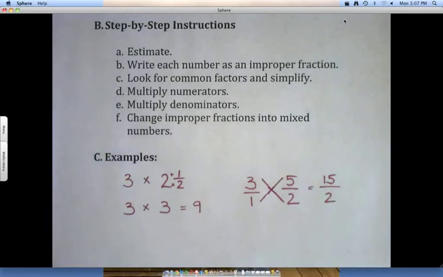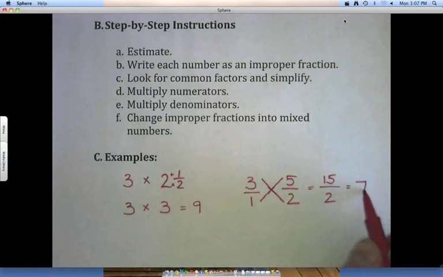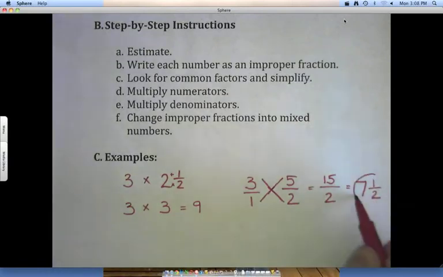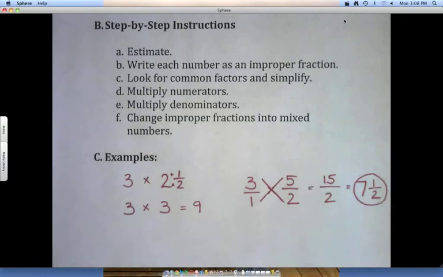And then letter F, change improper fractions into mixed numbers. I have a 15 over 2. So 15 divided by 2 is 7. 7 times 2 is 14. I have 1 left over, so my denominator stays the same at 2. So the correct answer is 7 1/2. My estimate is 9, relatively close.